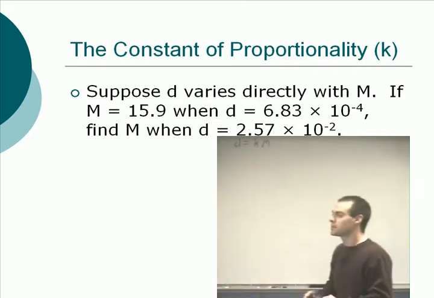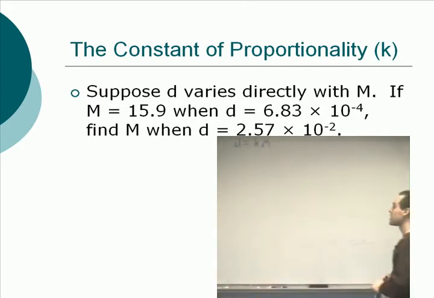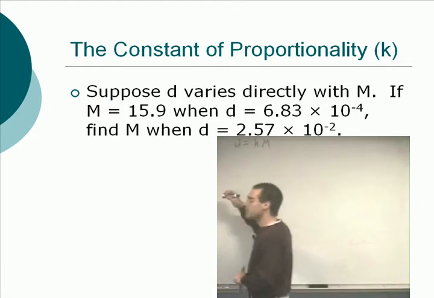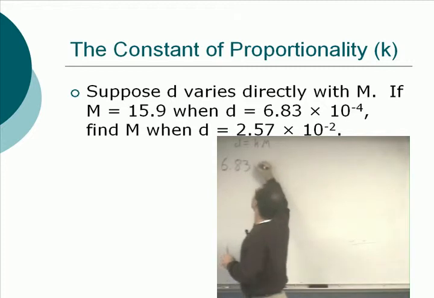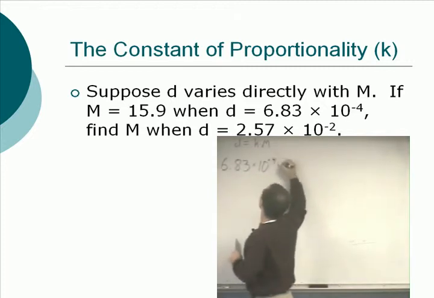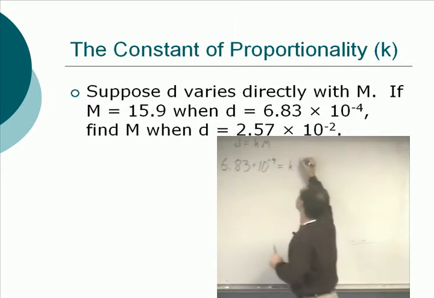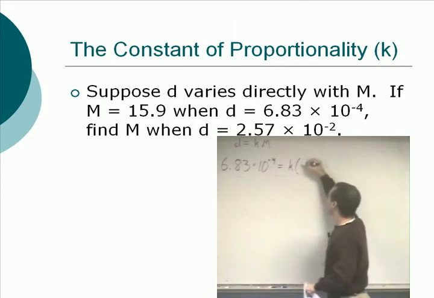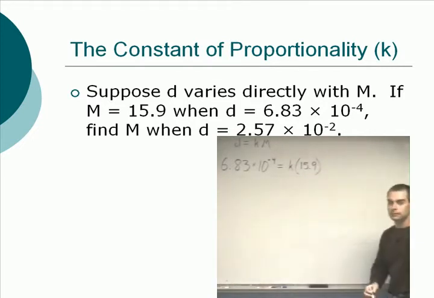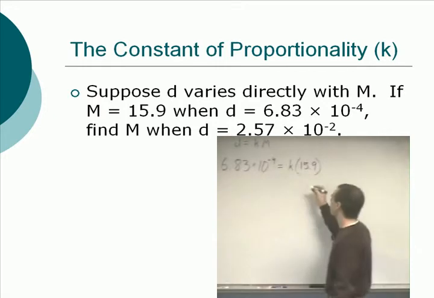If M equals 15.9 when D is 6.83 times 10 to the negative fourth. All right, so M equals 15.9 when D equals 6.83 times 10 to the negative fourth, equals K times M, which we know to be 15.9. Now we can solve for K. Okay, we can find out what our constant of proportionality is.